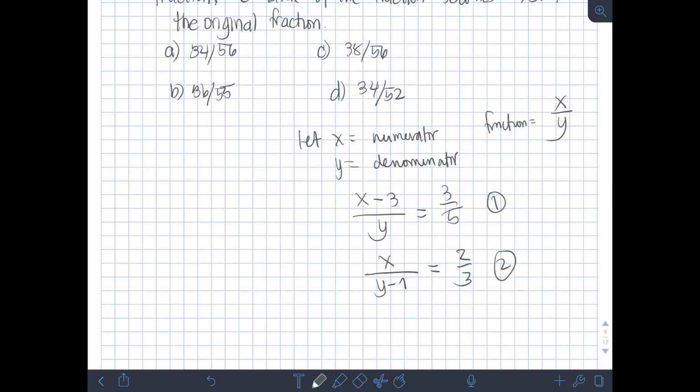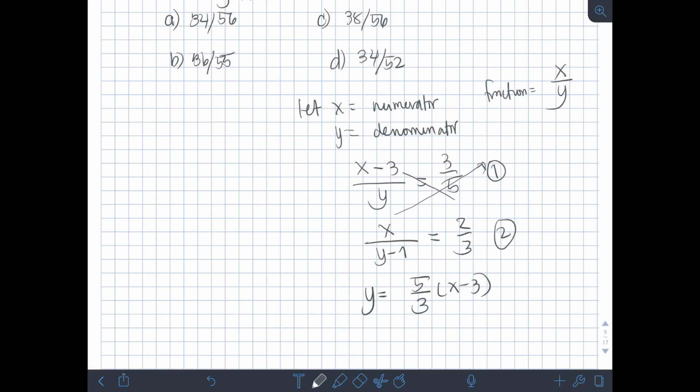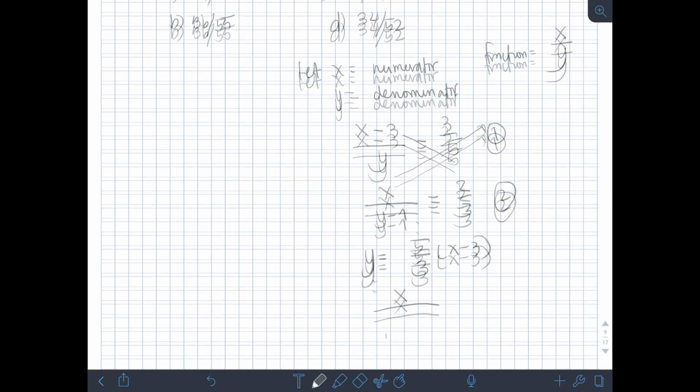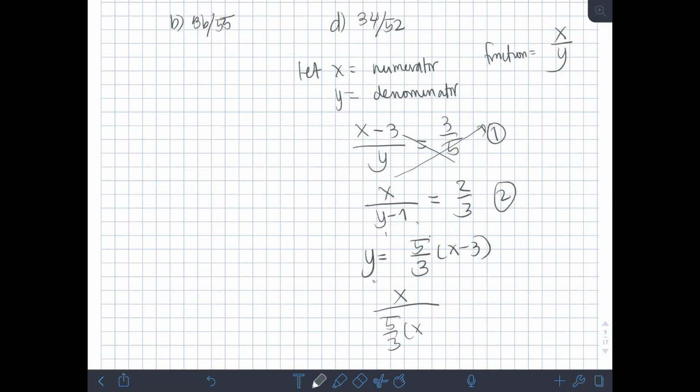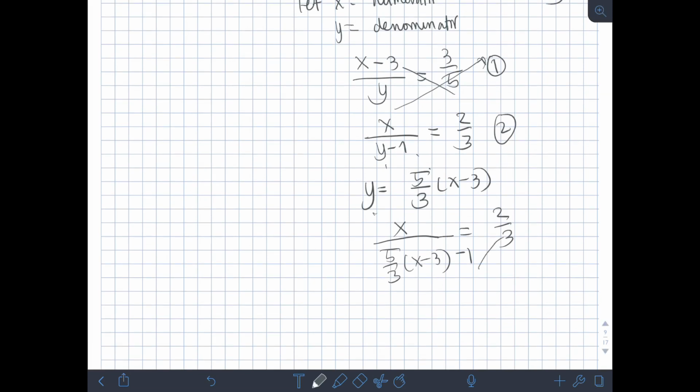So, ito na lang tayo. So, itong equation 1, cross-multiply natin to. So, parang y is equal to 5 over 3 times x minus 3. Right? Cross-multiply lang. Tapos, substitute natin ngayon itong y dito sa denominator. So, parang x over yung y, gagawin natin 5 over 3 times x minus 3 minus 1 is equal to 2/3. Okay? So, cross-multiply natin. So, x is equal to 2/3 times 5 over 3 times x minus 3 minus 1.